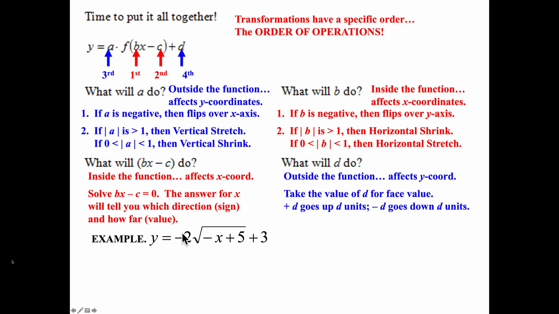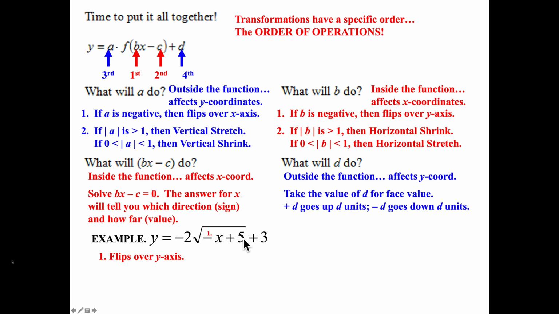So here, if we practice this one, remember where to check. We go inside the function. That's the square root symbol. There's a negative right here. That's the first thing I do. Okay, negative flips over the y-axis. That's the first description.